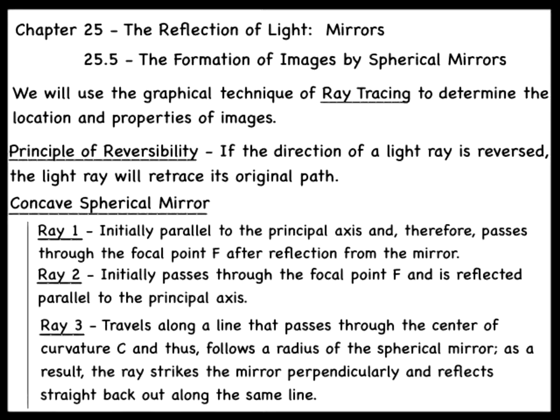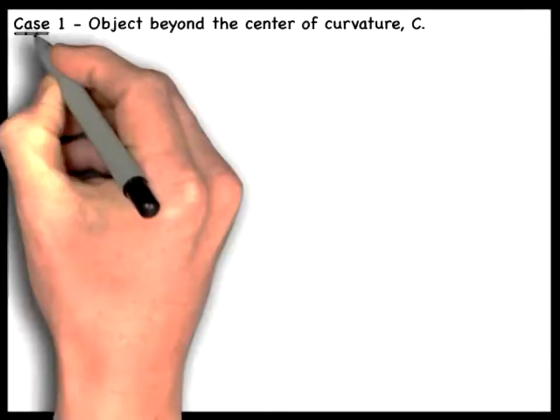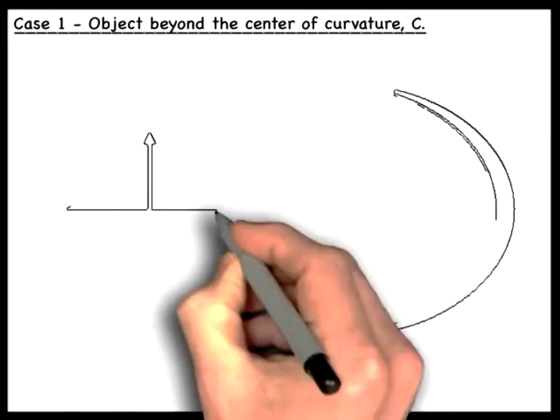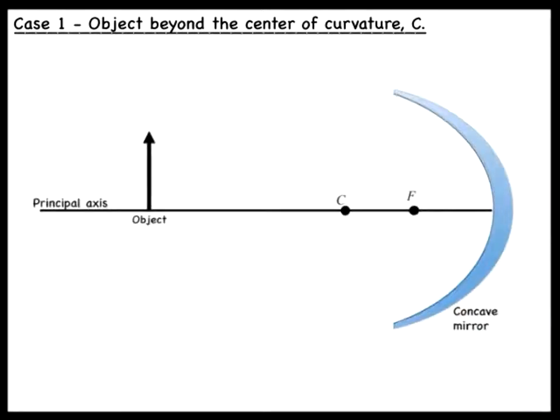For the concave spherical mirror, there are three different cases to consider based on the location of the object. Let's take them one at a time. For case 1, we consider the object when it is located beyond the center of curvature C, as the figure shows. We represent the object with an upright arrow whose tail is in contact with the principal axis of the mirror. Let's now consider three paraxial rays we mentioned earlier.